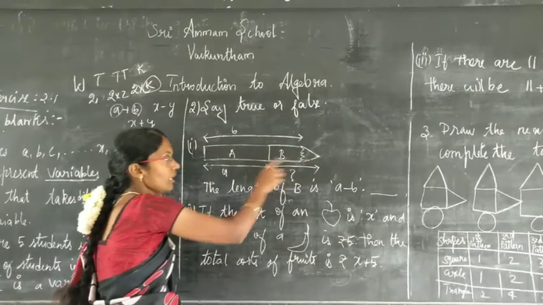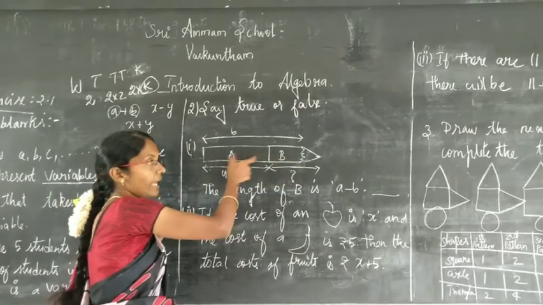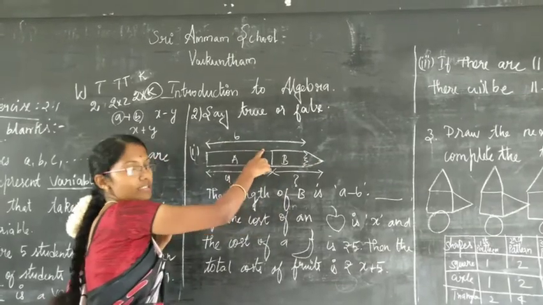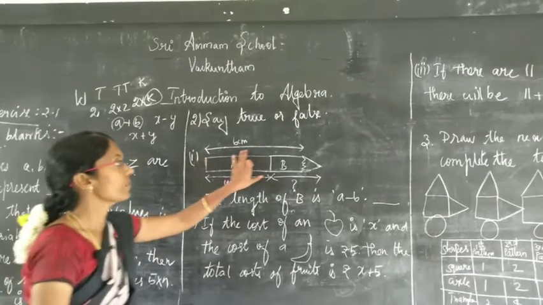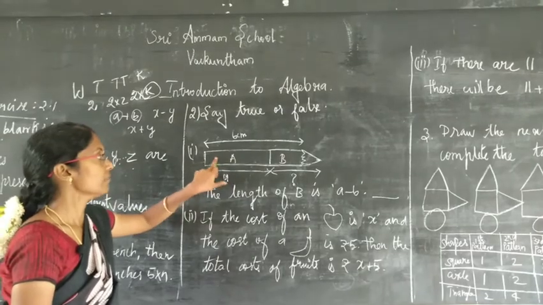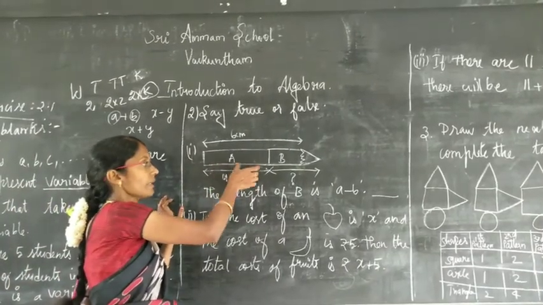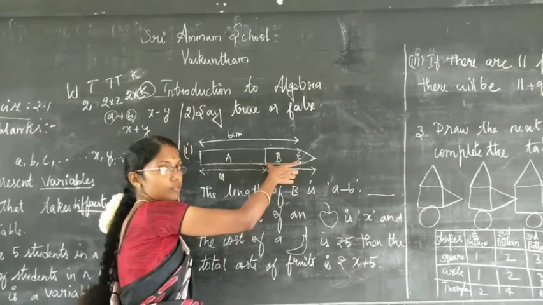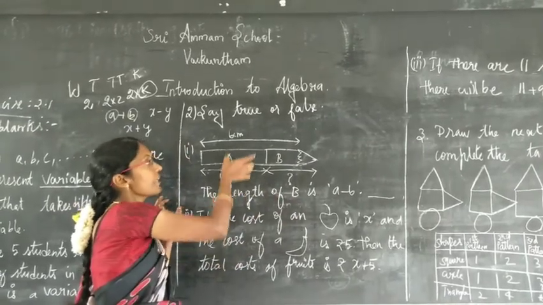This is a pencil and this pencil is divided into 2 parts, part A and part B. This is A and this is B. So the whole length of the pencil is 6, so you can consider 6 centimeter. You have to find the length of B. They have given the length of part A is A. They had given the length of B is A minus 6.